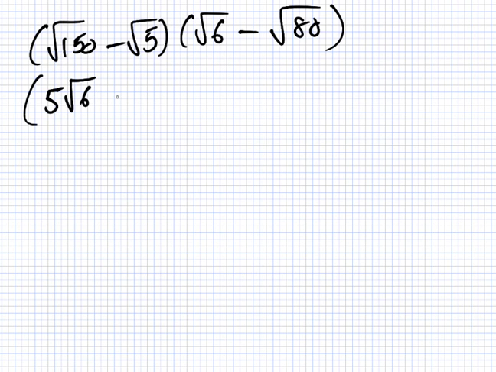Minus root 5 is just minus root 5. Root 6 is just root 6. Now 80. 80 is 4 times 20, isn't it? And 20 is 5 times 4. So you have 4 times 4 times 5, 2 squared by 2 squared by 5. So you have 4 root 5 for this one.